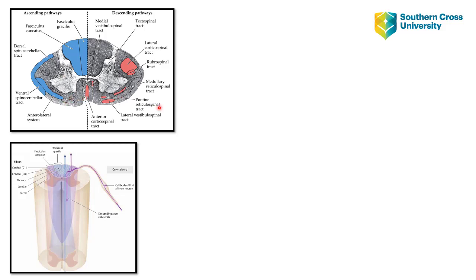Our descending pathways, lateral corticospinal tract and anterior corticospinal tract, are our voluntary control of our distal limbs and our trunk, respectively. And then we have all these other ones, the reticulospinal, the vestibulospinal, tectospinal tracts that are important in automatic movements. And automatic, by that I mean subconscious things like postural control, emotional motor center control, etc. So that's the white matter.